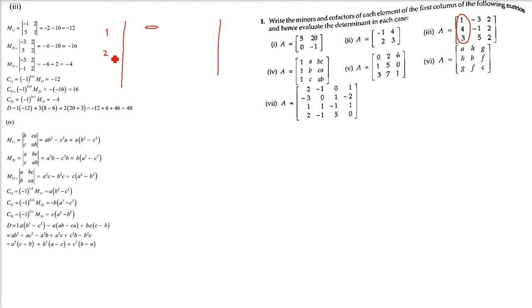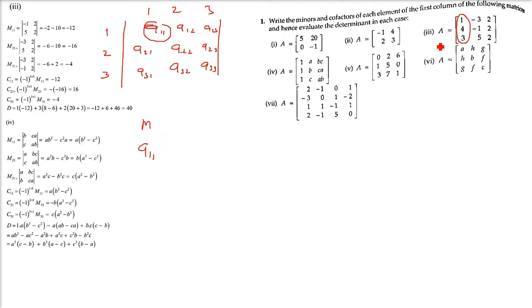So this is 3 columns and 3 rows: 1, 2, 3, and 1, 2, 3. So you have A11, A12, A13, A21, A22, A23, A31, A32, A33. Now, in order to find the minor of A11, the row and column where A11 lies have to be left out, and the others have to be written. That is, you have to write A22, A23, A32, A33.